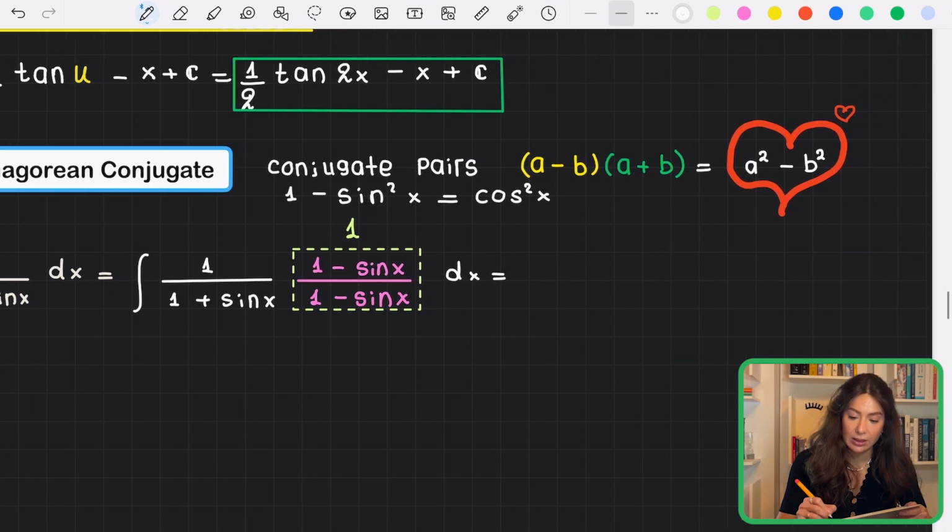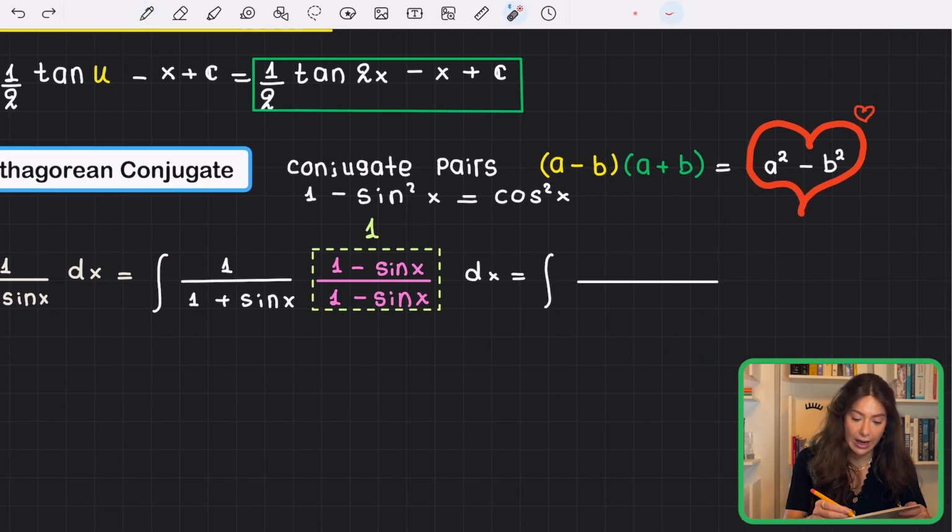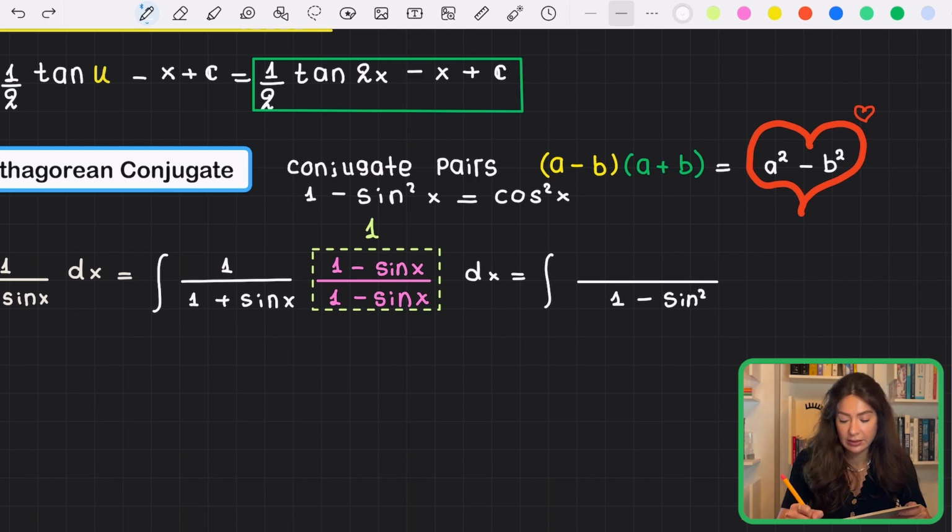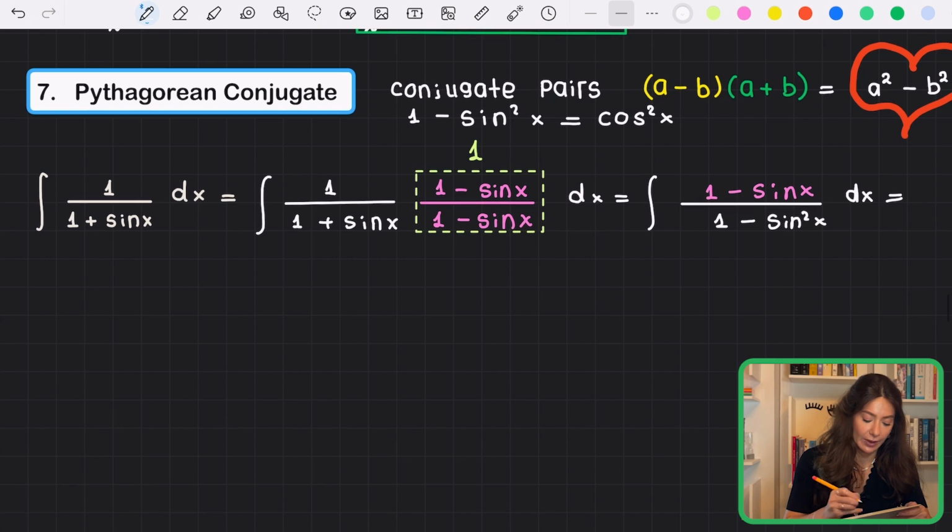dx. Now I'm going to multiply it through. Here I have 1 plus sine x times 1 minus sine x. That is a difference of squares. That is 1 squared minus sine squared x. And in the denominator, I have 1 minus sine x, dx. Okay, feeling much better, because the numerator equals cosine squared x. And in the denominator, I still have 1 minus sine x, and that's fine.